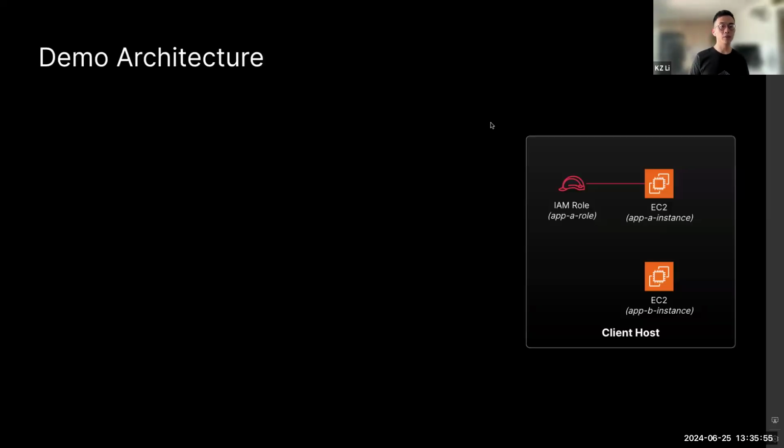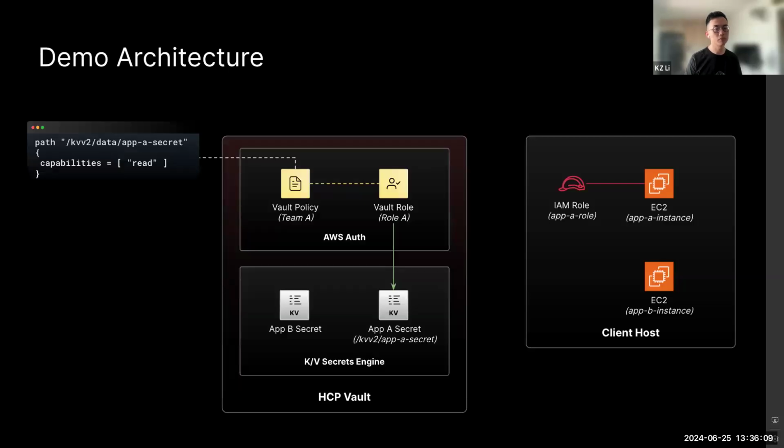Before jumping into the demo, let's walk through the demo architecture on what we are trying to accomplish. Here on the right, we have created two EC2 instances, App A instance and App B instance. In our Vault environment, we have created a Vault role called role A to correspond with the App A role created in the AWS environment. And role A has a policy attached, allowing it to perform read actions on the App A secrets.